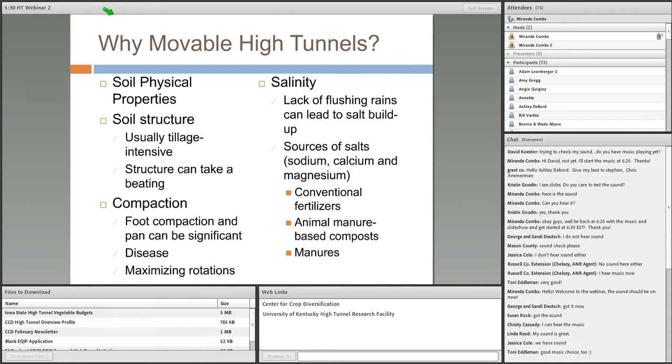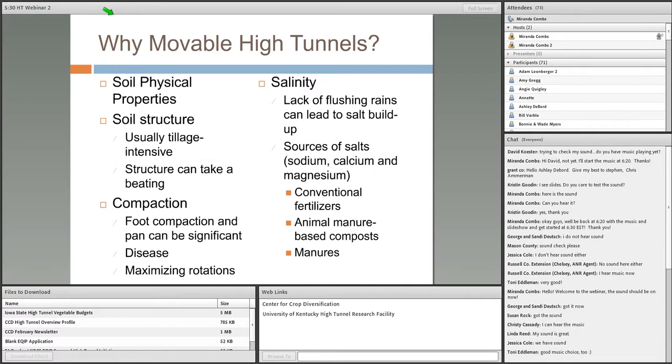One of the main concerns, though, that we hear is a real fear of salinity. It's not a hugely widespread problem to have saline soils in your tunnels, but when it does happen to you, it is bad. It can create a lot of problems with micronutrient uptake, dwarf plants, all kinds of issues. And it can come from a lot of different sources. We're not just talking about sodium salts from fertilizers like sodium nitrate. It can come from high calcium and magnesium content, animal manure-based compost, manures. It can come from all over the place.